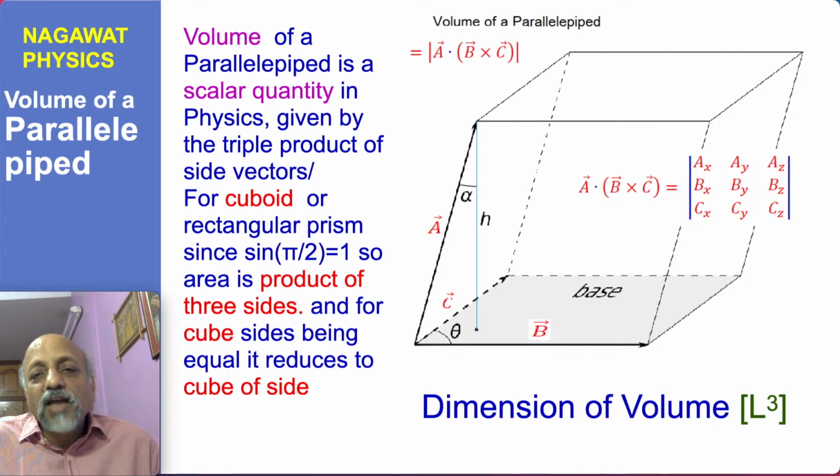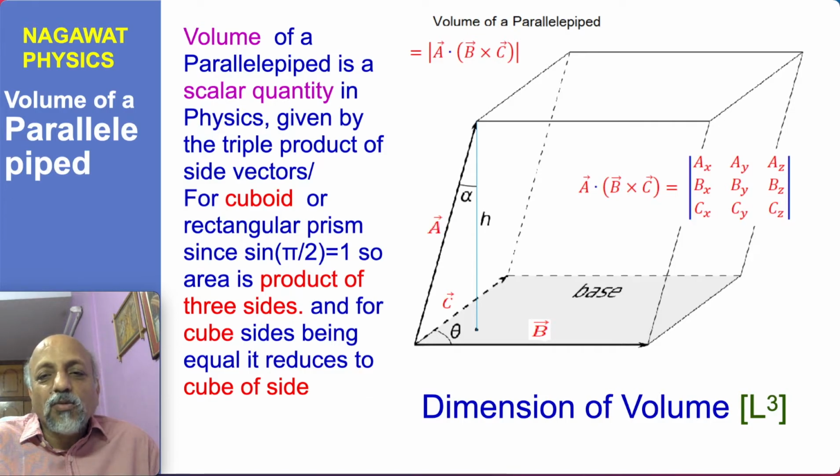But you know that if it is cuboid, then in the cuboid the angles are 90 degrees, and so you know that the answer would be that this A dot B cross C would reduce, because the angles involved are such, because B and C are 90 degrees, so sin 90 is 1. But when you take the dot product, then the B cross C would also be in the same direction as A, because the three directions A, B and C are mutually perpendicular to each other in case of what is called cuboid or rectangular prism.